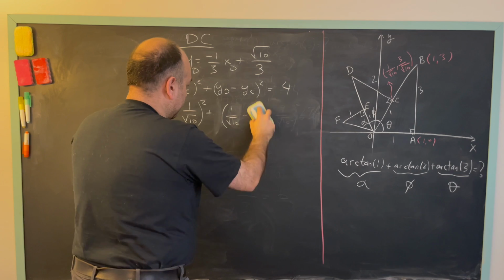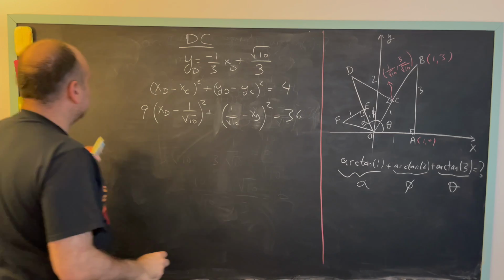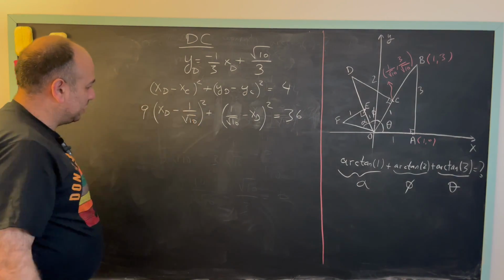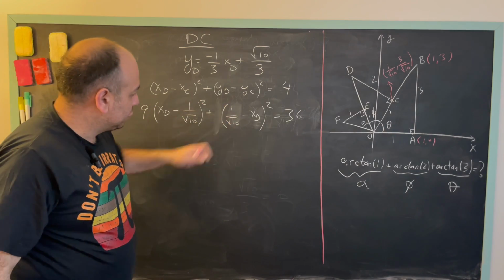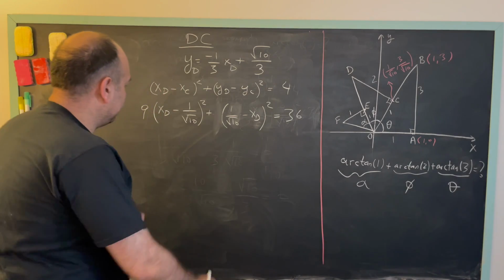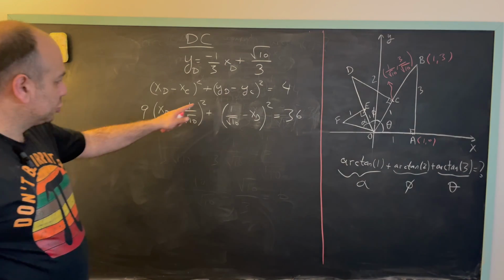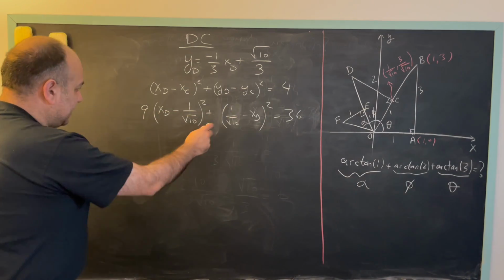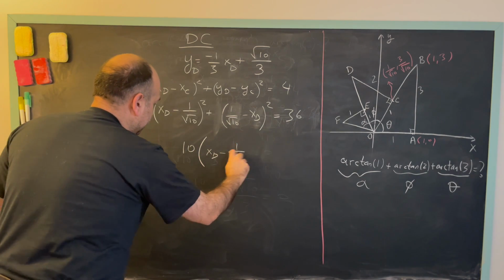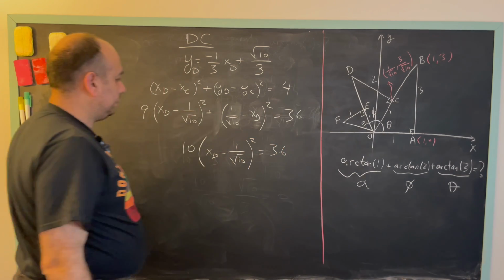So this square, here it was 36, right? So what do I see here? (xd - 1/√10)² + (1/√10 - xd)² is equal to 36. So basically this and that are going to be equal, right? Because we are squaring that. So basically what we have is 10 (xd - 1/√10)² is equal to 36.